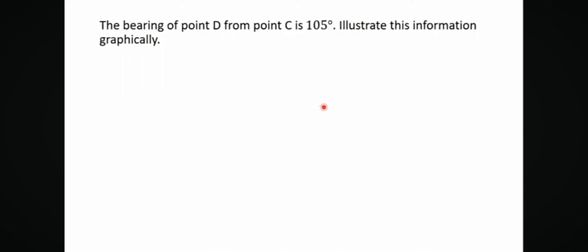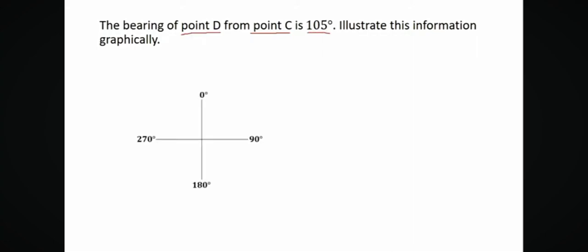The bearing of point D from point C is 105 degrees. Illustrate this information graphically. Once again, you first have to find your starting point. Our starting point is point C, since we are doing it from point C. Our ending point is point D. The bearing given to us is 105 degrees.